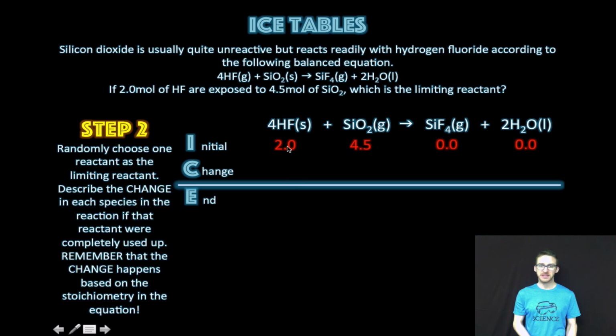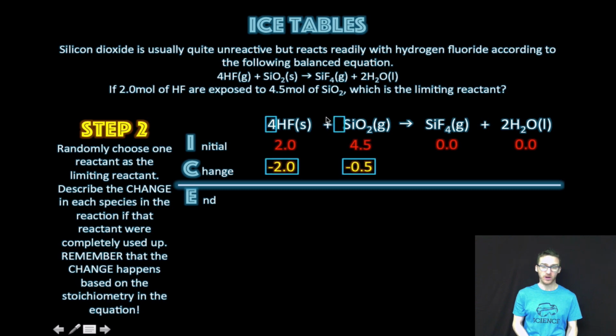If all of this gets completely used up, it's going to decrease by 2 moles. And if I react 2 moles of HF, I'll use up half a mole of silicon dioxide. Now, why am I subtracting 2 here, but only 0.5 from silicon dioxide? Remember, the change happens stoichiometrically, based on the coefficients in the balanced chemical equation. How does 1 compare to 4?